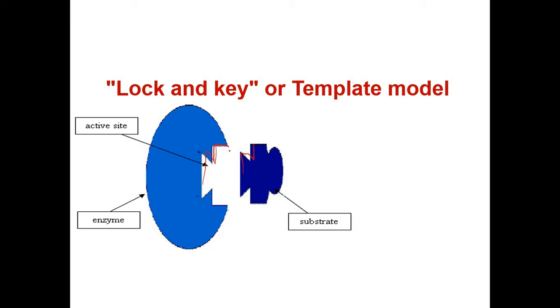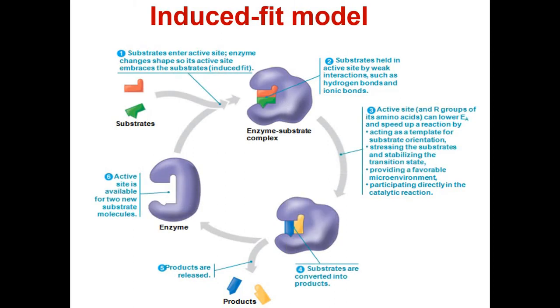Okay, so it just means that the active site is just a perfect fit for the substrate. Okay, so that's why it's called a lock and key model. So another model, a second model, is called the induced fit model. So it's a little bit more complicated than the lock and key. So in the induced fit model, the substrates will enter the active site. Okay, and then enzyme changes shape, so its active site embraces the substrate's induced fit.